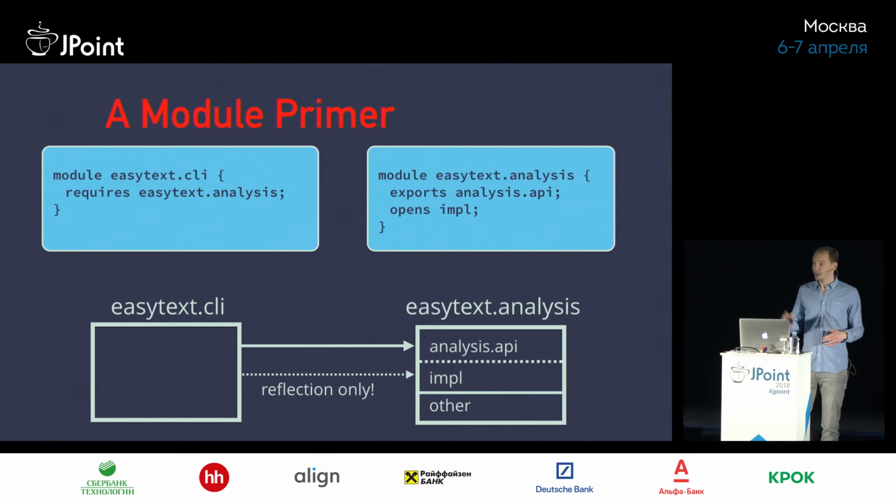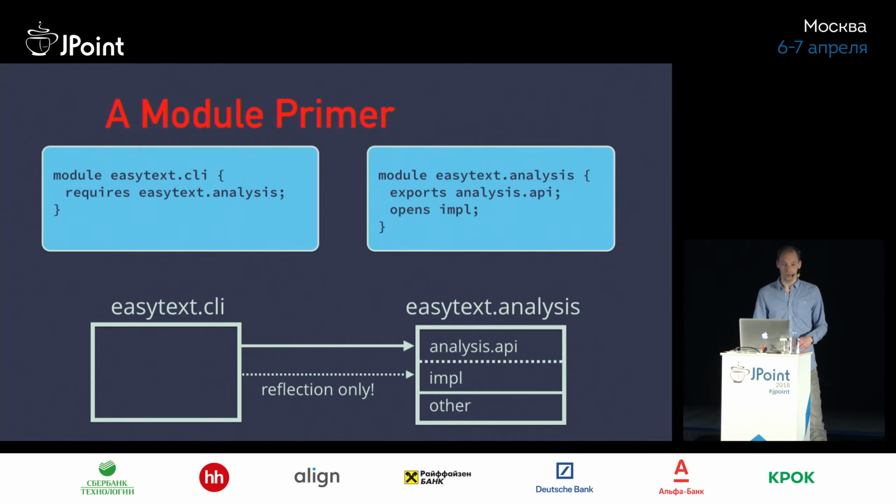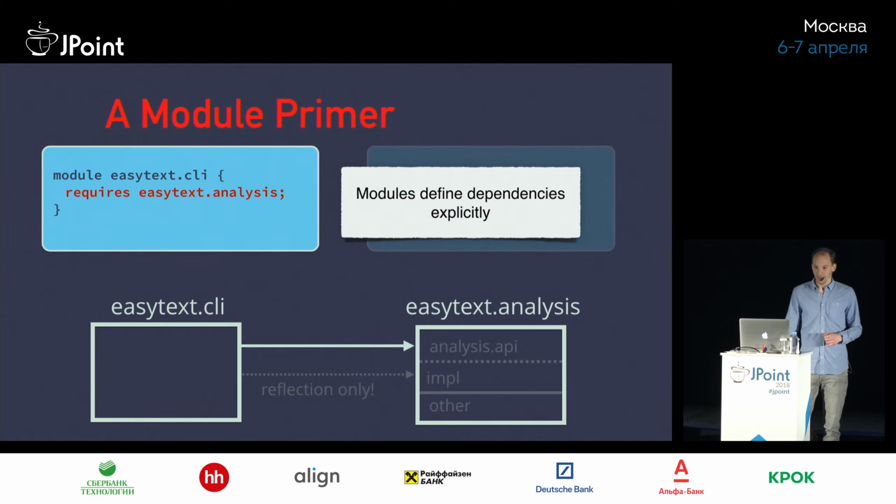There's one called EasyText CLI and one called EasyText Analysis. You'll see EasyText coming back more and more in this presentation because it's the sample application that we created for the book and that I also used to explain all the concepts that we're going to talk about today. And on the EasyText CLI module descriptor, we see that it has a requires statement. And this is an explicit dependency from the EasyText CLI module to the EasyText Analysis module. And it means that the EasyText CLI module can now make use of code that lives inside of the EasyText Analysis module. So far, so good, pretty simple, right?